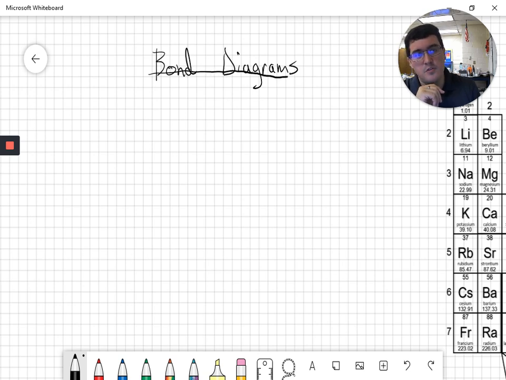You will see some folks who call these Lewis diagrams. Some folks call these Lewis structures. I don't like calling them that because it confuses people with Lewis dot stuff that we were drawing yesterday. And they're related, don't get me wrong, but I like to call these bond diagrams just because that's what they are to me. We're going to be drawing bonds. And the bonds we're going to be drawing are covalent bonds.